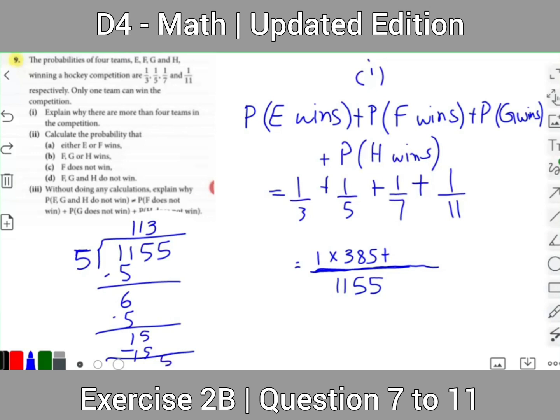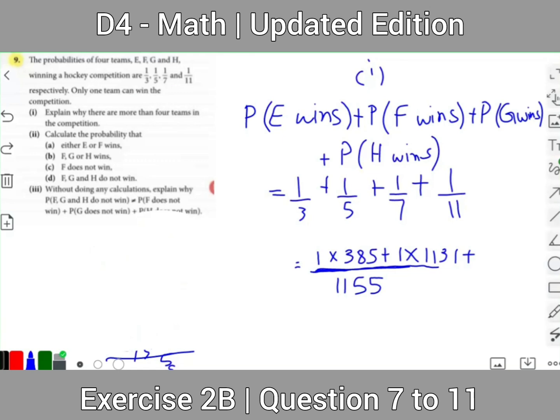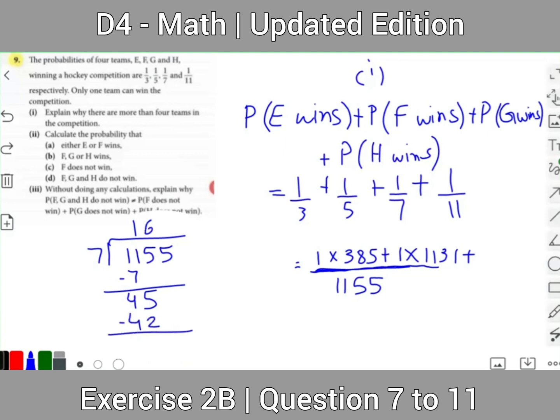1 multiply 1131. Now for 7, we will check. Here we have 1155. 7 ones is 7. 45. 7 6 is 42. 7 5 is 35. So here we have 1 multiplied by 165 plus. Now we will check for 11.